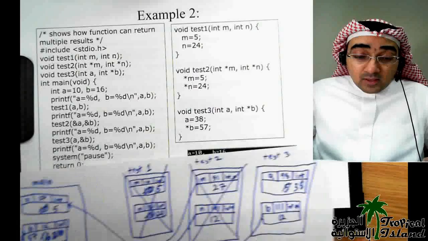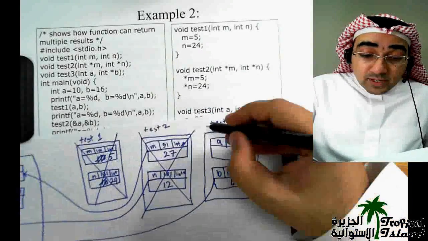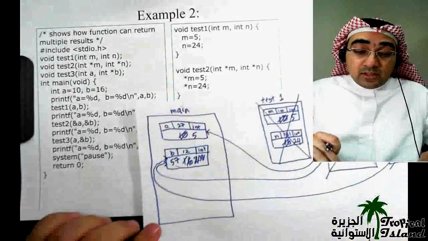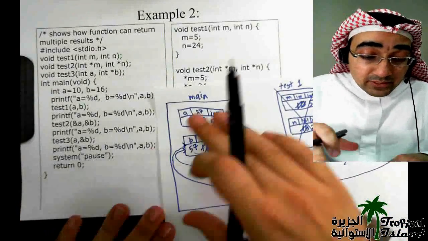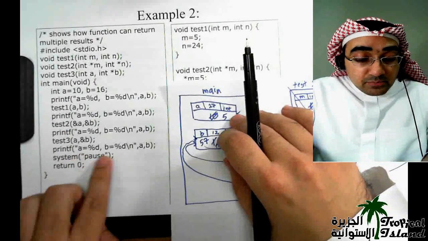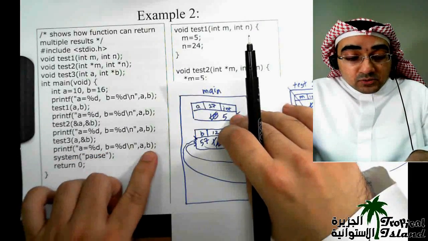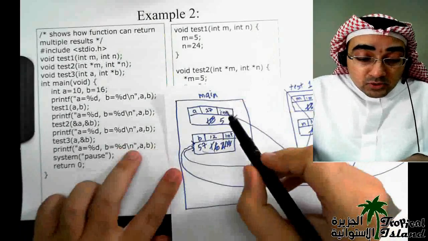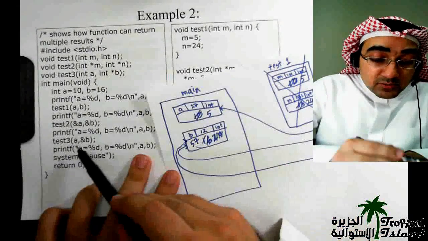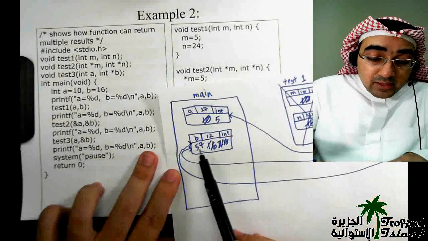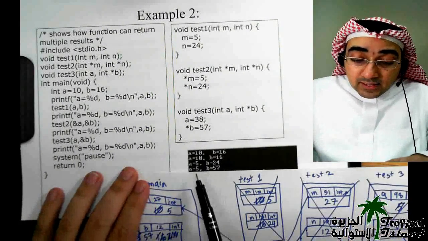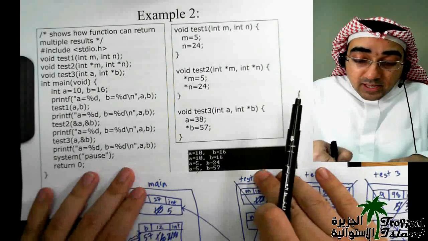Okay? When the function void test3 finishes, I am going to delete this memory. And when I delete this memory, I'm going to come back into the main function. I have this memory, and I come over here and I say print A is equal to A and B is equal to the value of the variable B. So what is the value of the variable A? It's 5. It didn't change. Why? Because we passed this by value, and the value of B is going to be 57. That's what I'm going to print. So at the end, the value of A is going to be 5 and the value of B is going to be 57.